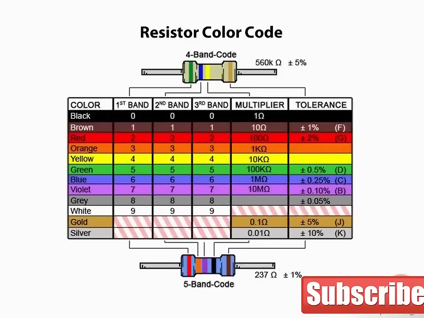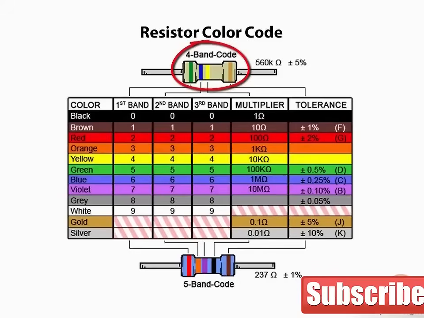Resistors are identified by color bands. There are two color band systems, a 4-band code and a 5-band code. To see what the value of a particular resistor is, count the bands and use the color chart as we see here. For a 4-band coded resistor, the first two bands give the resistor's numerical value, which is multiplied by a multiplier in the third band.